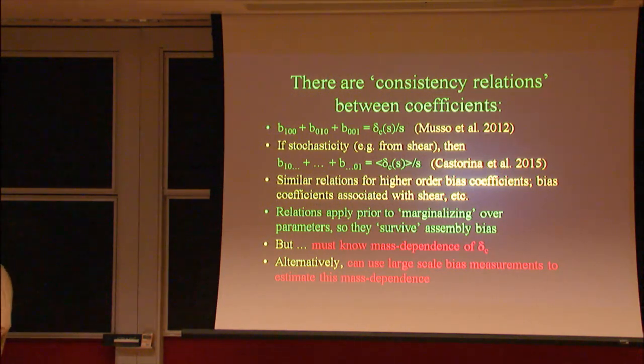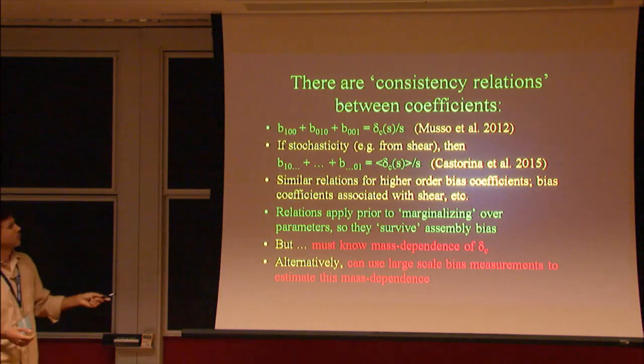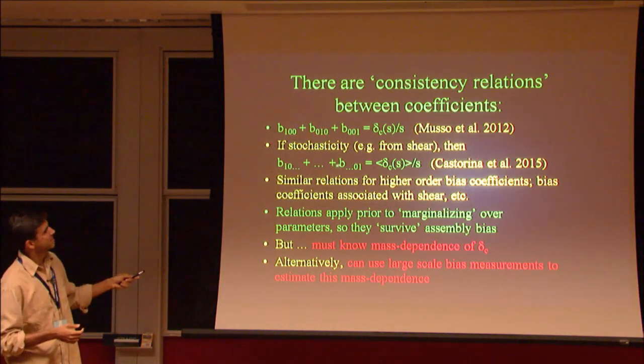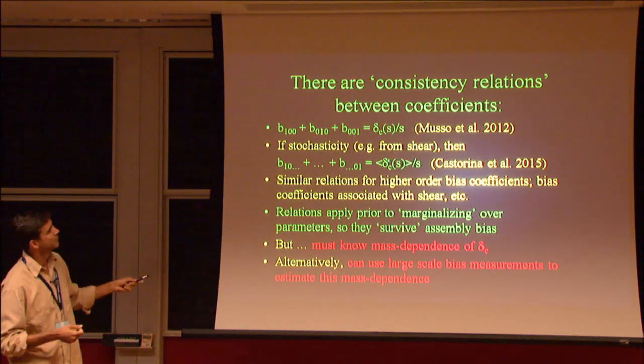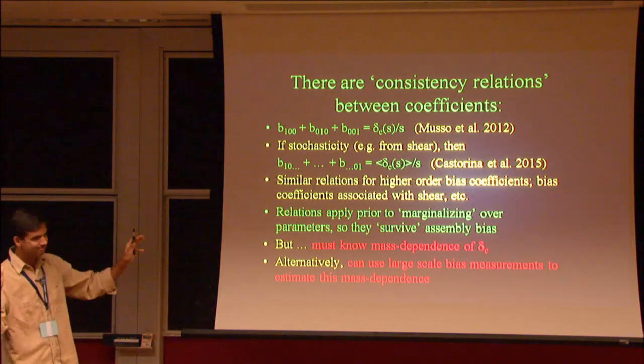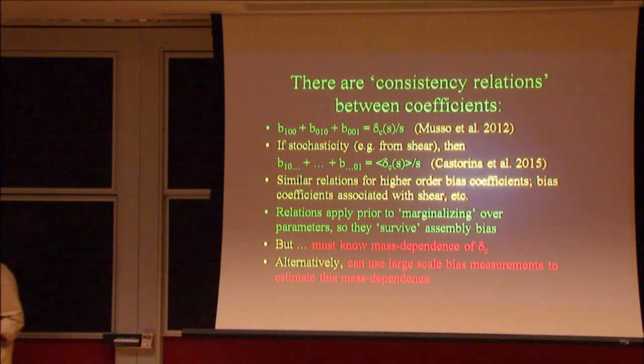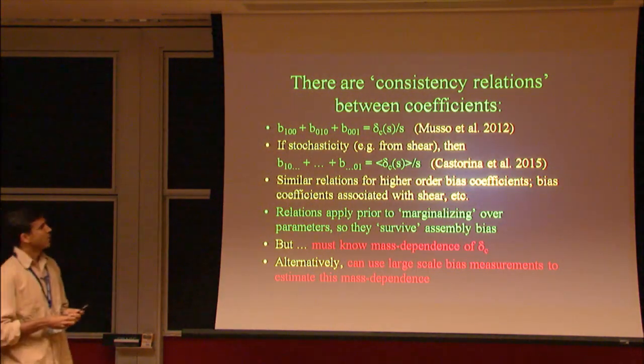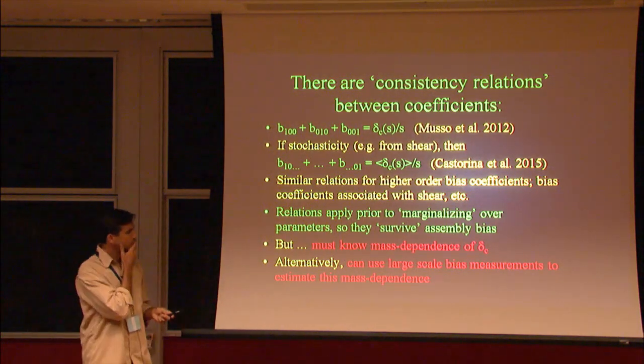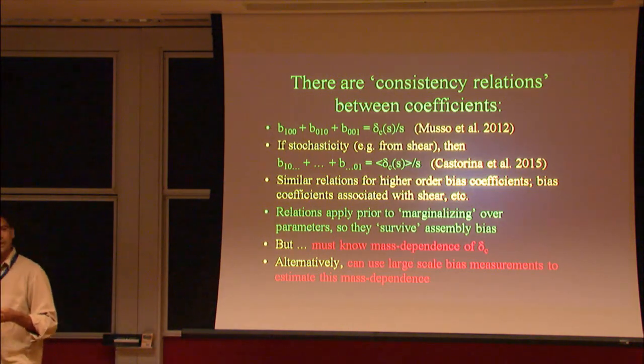Then you have to think a little bit about what happens when you do second order bias, because then you will have B2, and do you put delta squared or do you put the mean of delta squared? But that's technical stuff, and it's under control. You can use these consistency relations even when there's stochastic bias. Then you might wonder, we're also interested in assembly bias.